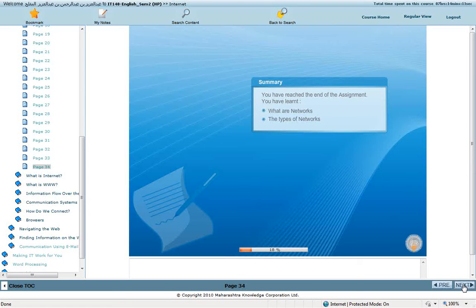Summary. You have reached the end of the assignment. You have learned what networks are and the types of networks.